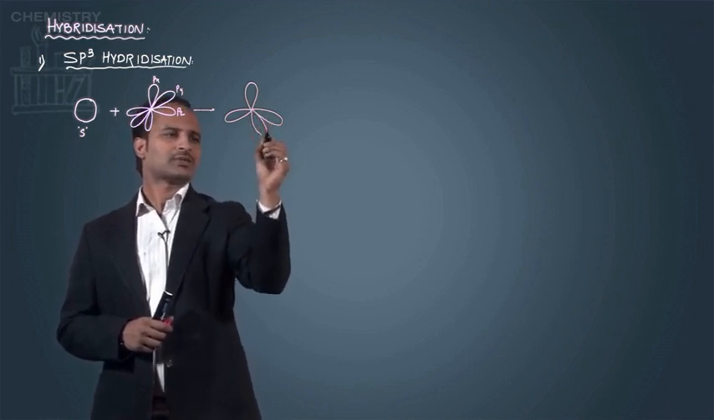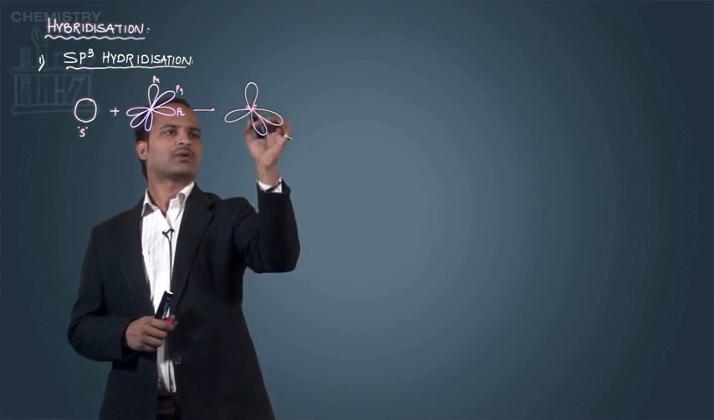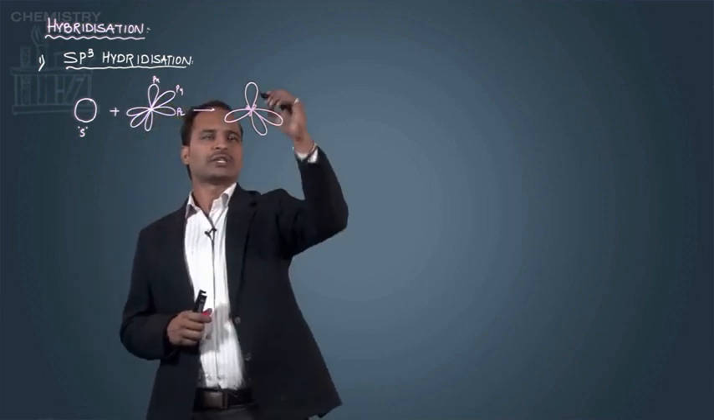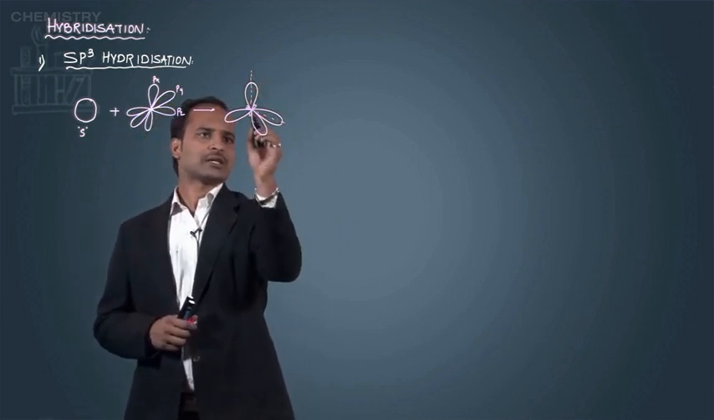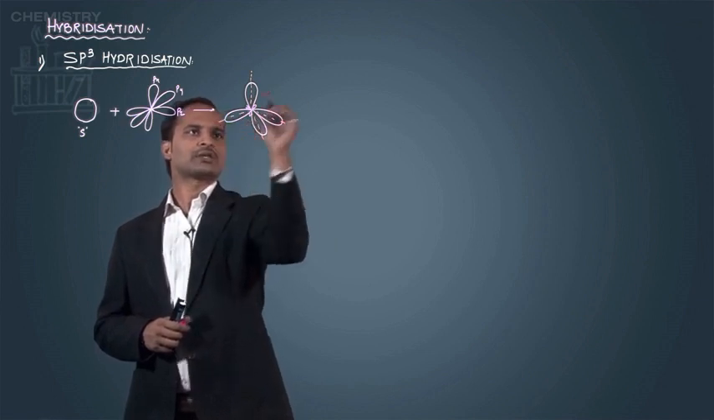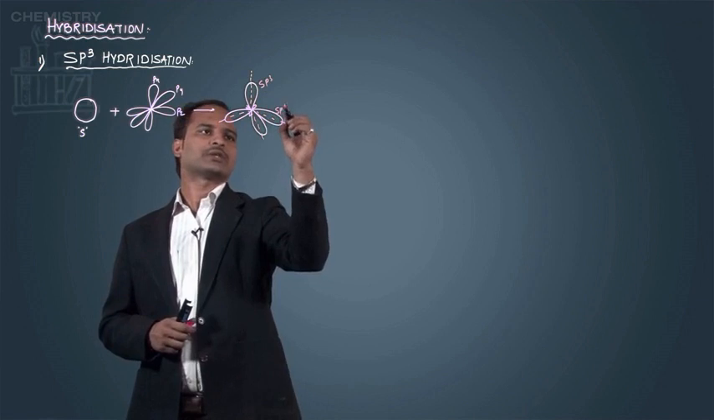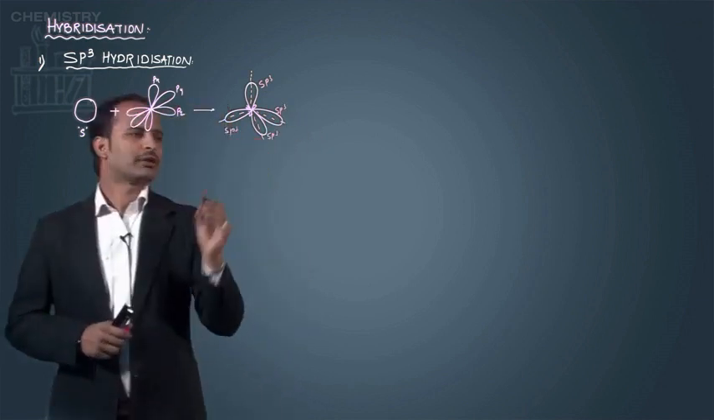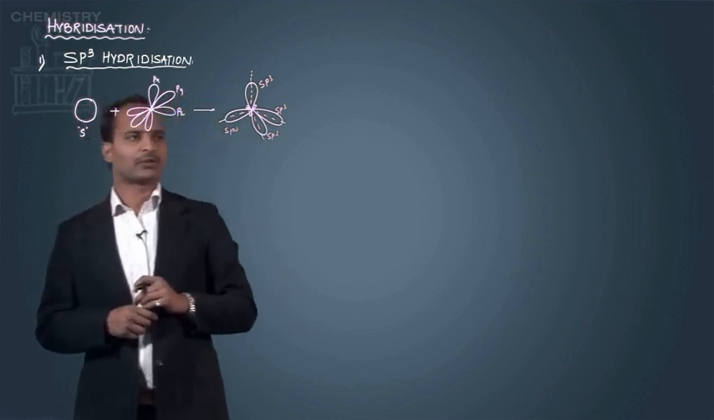All are having the same size, same shape, and the opposite sides are all smaller in size. So these are the 4 sp3 orbitals. This is the axis for this, this is the axis for this, this is the axis for this, and this is the axis for this. Each of them is called an sp3 hybrid orbital, and the geometry is called tetrahedral geometry. This is called tetrahedral geometry of sp3 orbitals.